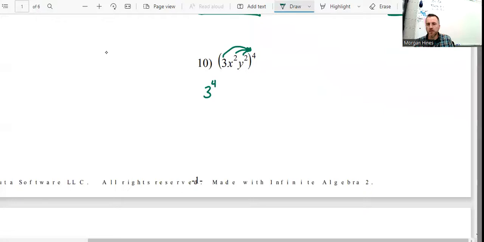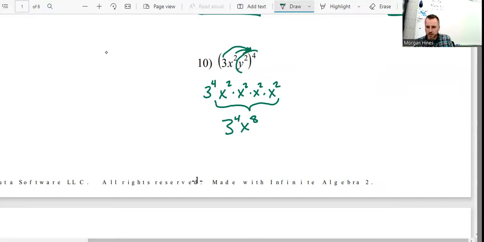That's 3 to the 4th power. That's x squared to the 4th power. What's x squared to the 4th power? Well, it's x squared times x squared times x squared times x squared. That's a complicated way of saying, you know, we'd add all those up. That would give us x to the 8th. So 3 to the 4th, x to the 8th.